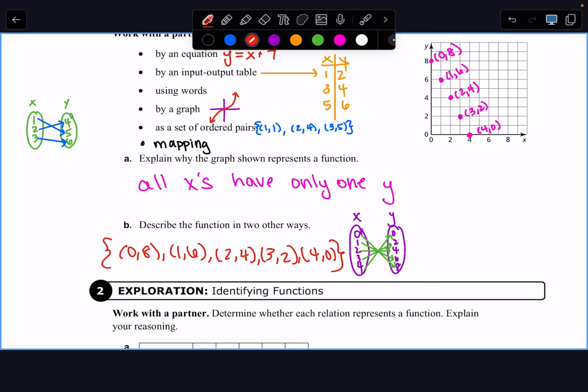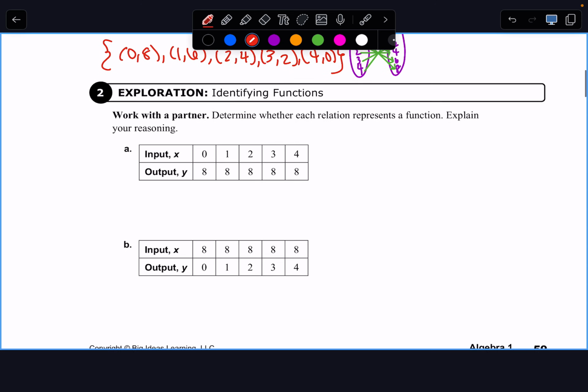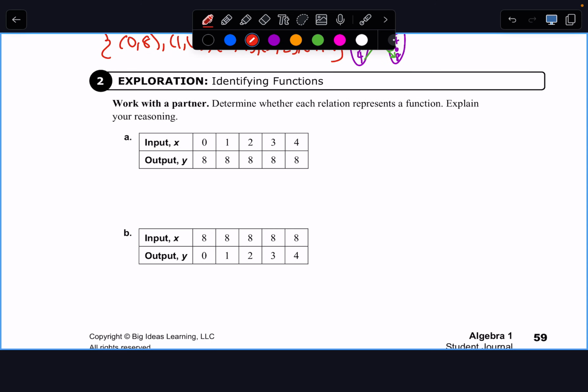Okay, so we've decided that if we have an x value that has only one y value, we have a function. So what I want you to do is come down here to a and b, and decide which one is a function and which one is not a function. Just the ones down here, a and b. Which means you have to talk to each other. Which one's a function, which one's not a function?